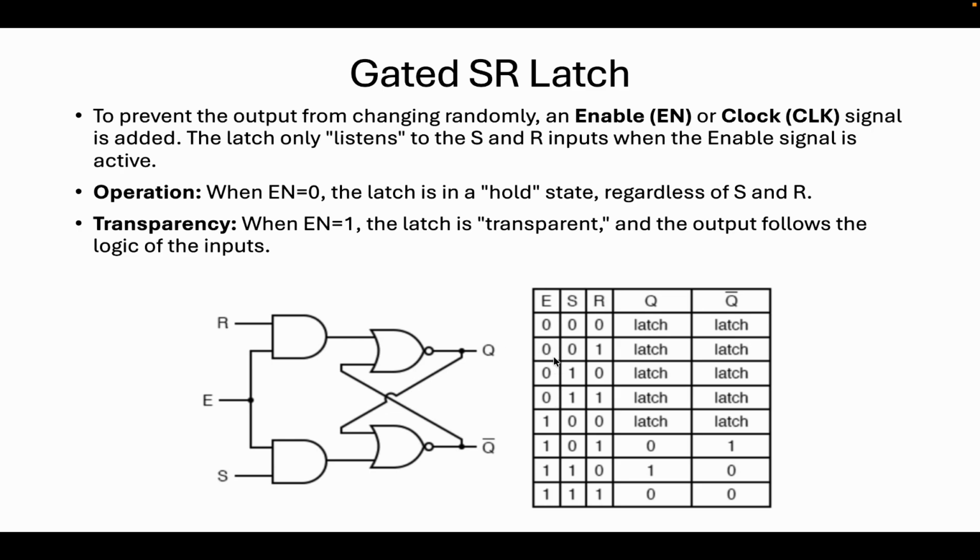Whenever the enable signal is low, it means that our output will hold on to the previous value. And when enable is 1 and the inputs are 0 and 0, still it will hold on to the previous value. But when enable is 1 and S is 0 and R is 1, you will get 0, 1. So your output Q will be 0 and your Q bar output will be 1. Here again, when enable is high, you will get 1 as the output and 0. Again, for gated SR latch also we have this invalid state.